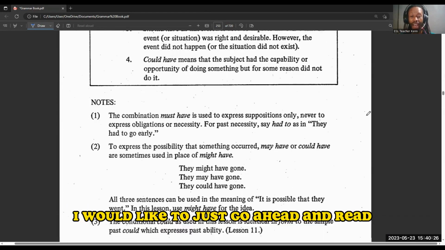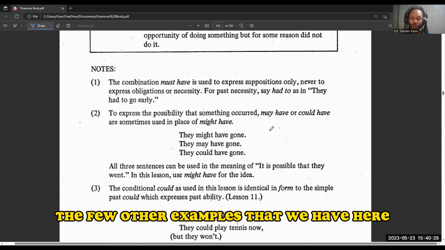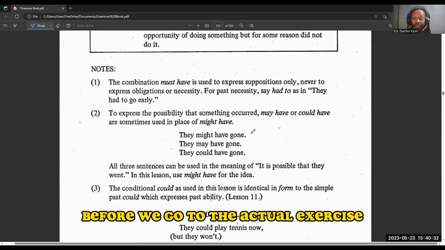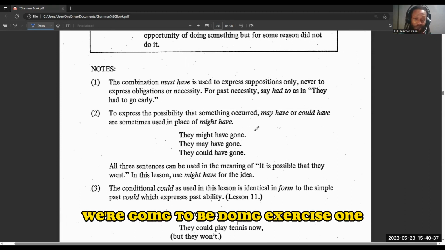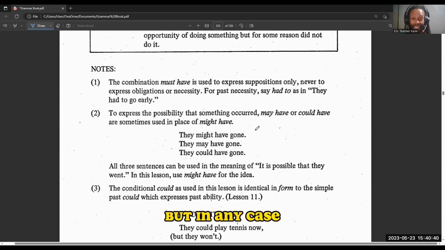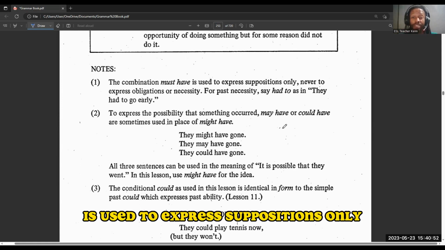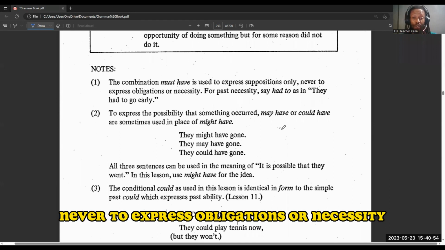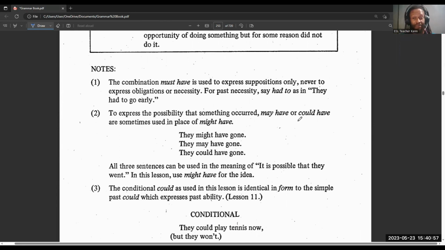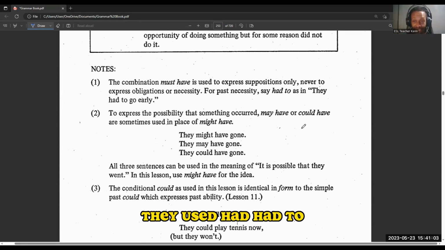So I would like to just go ahead and read the few other examples that we have here before we go to the actual exercise. We're going to be doing exercise 1. But in any case, let's take a look at the different examples that we have here in the notes. It says that the combination must have is used to express suppositions only, never to express obligations or necessity. For past necessity, they use had. Had to, as in they had to go early.